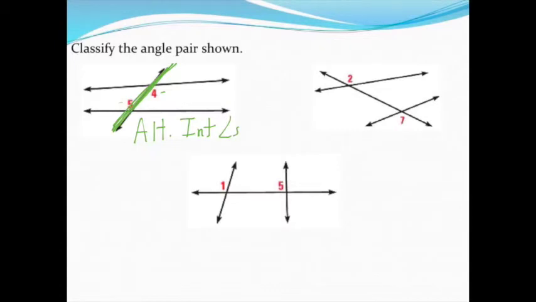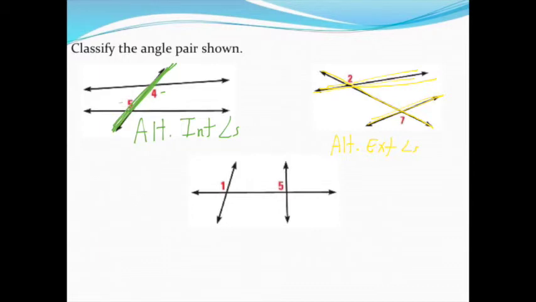Next up, again, if it helps, trace over these lines to see them better. There's my transversal. I can see that I've got exterior angles. They're outside of my 2 lines. And one's above, one's below the transversal, so I have another alternate. And since they were exterior, we'll say alternate exterior angles.